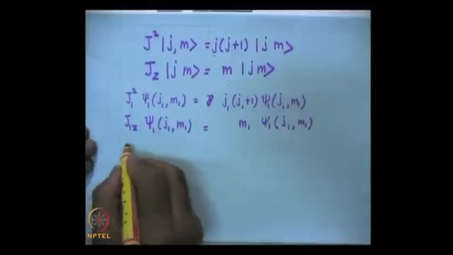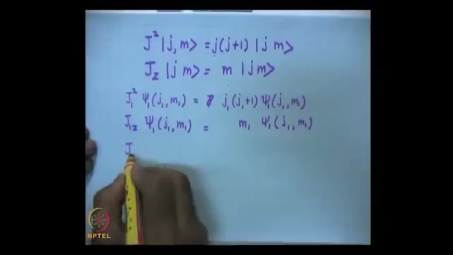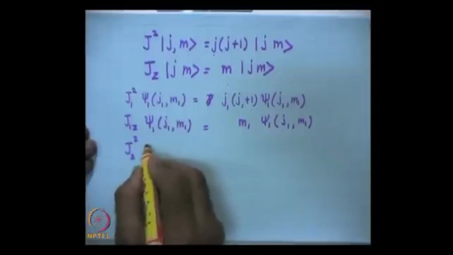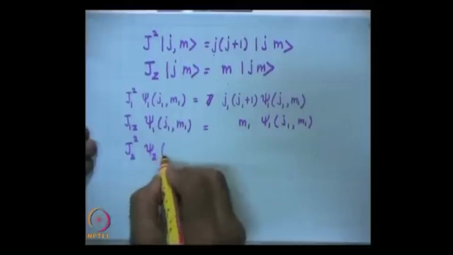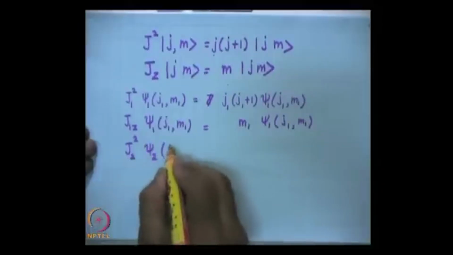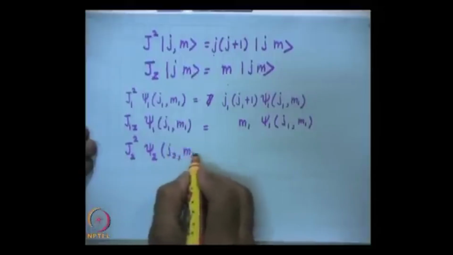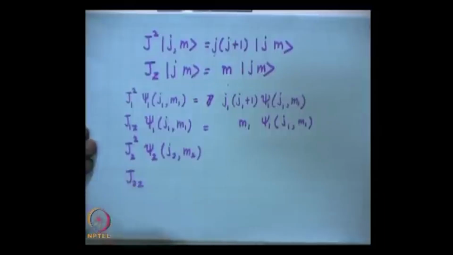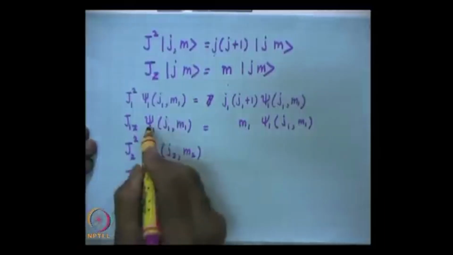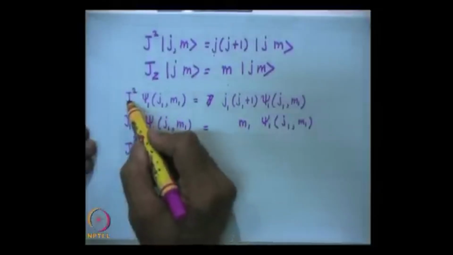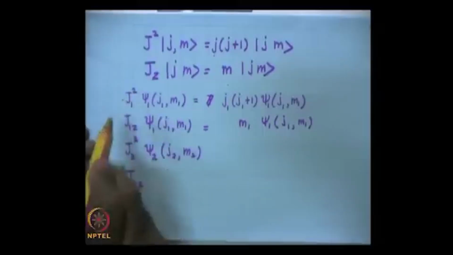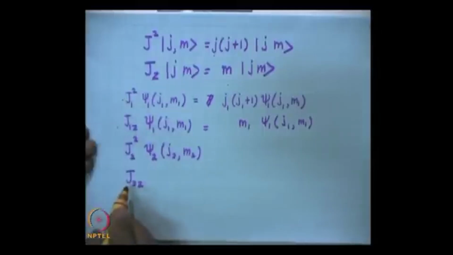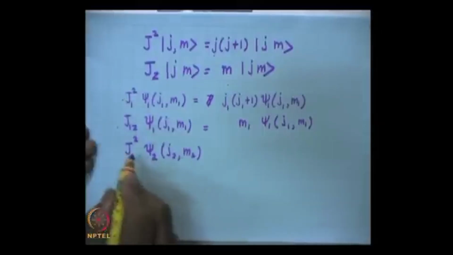and similarly let psi 2 be the eigenket of J2 square and J2z. So, psi 1 is a simultaneous eigenket of J1 square and J1z. Psi 2 is a simultaneous eigenket of J2 square and J2z.